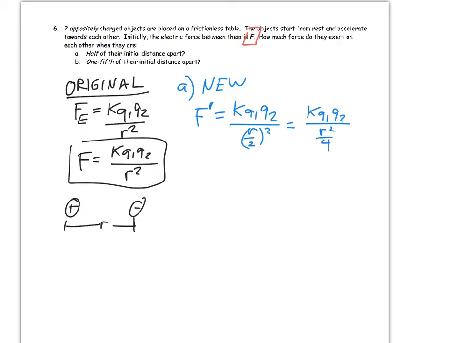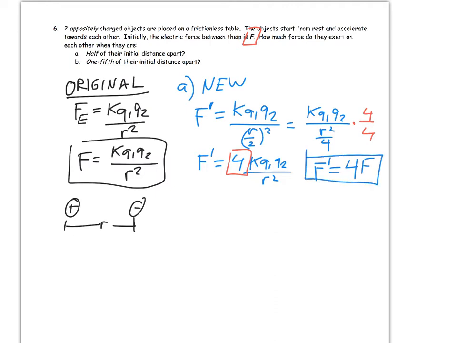To get rid of that double fraction, we multiply top and bottom by 4, and what we're left with is F prime equals 4 k q1 q2 over r squared. The difference here is just that 4 on top, so our new force is 4 times our original force. That makes sense given what we know about inverse square laws as well. If the distance is half as much, the force increases by a factor of not 2, but 2 squared, or 4.